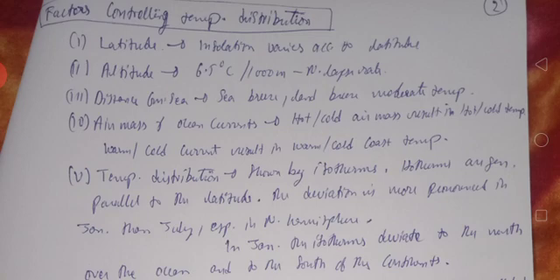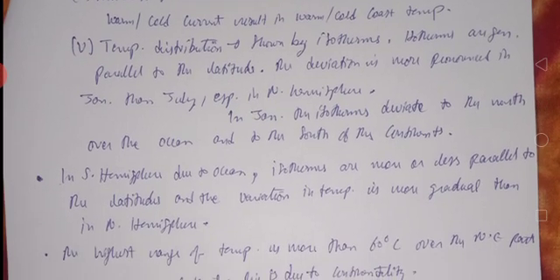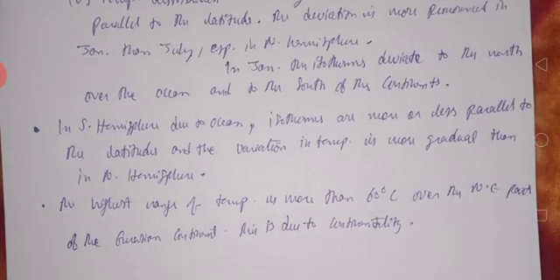Isotherms are generally parallel to the latitudes. The deviation is more pronounced in January. The deviation of the isotherms is more pronounced in January than in July, especially in the northern hemisphere. In January, the isotherms deviate to the north over the ocean and to the south over the continents or over the land.